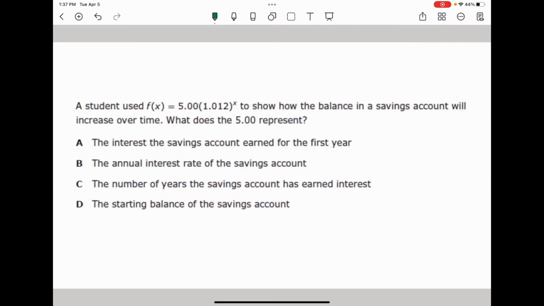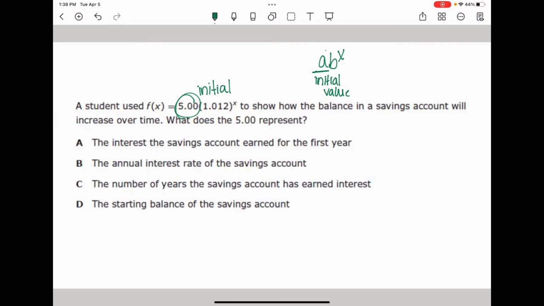So a student uses f of x equals 5.00 times 1.012 to the x to show how the balance in a savings account will increase over time. What does the 5.00 represent? So remember, when we have equations in the form a times b to the x, a is the initial value, and in this case, our value of a is 5.00. So that's our initial value.